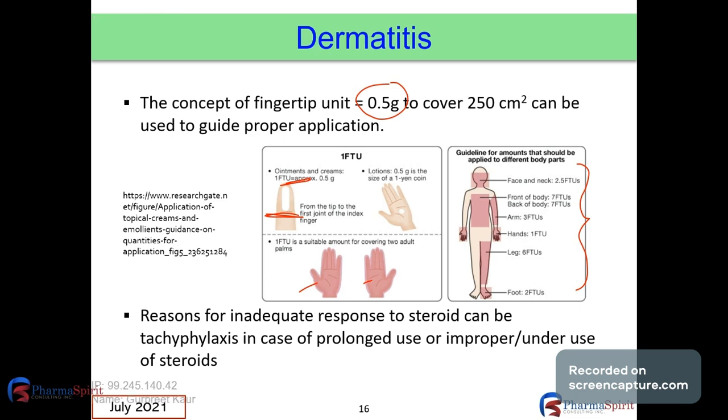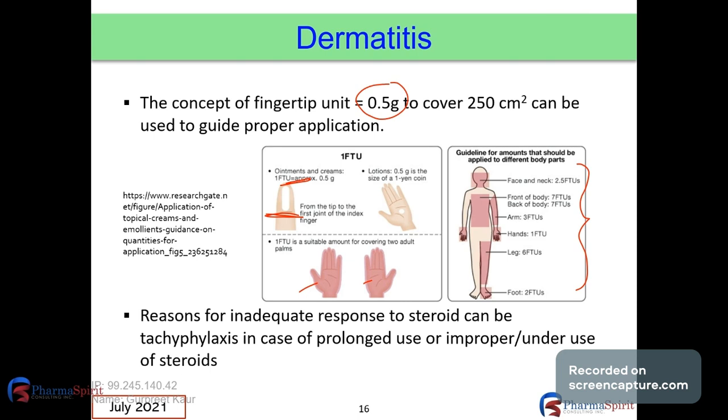Another point we want to discuss here is why some patients don't respond to topical steroids. Reasons for inadequate response to topical steroids can be something like tachyphylaxis. This happens in the case of prolonged use of the steroid. So if the patient uses the steroid for a long time, what happens is tachyphylaxis and the effect of the steroid decreases. Sometimes it can also be improper use or underuse of the steroid. For example, low potency steroids should be used 2 or 3 times daily. On the previous slide, you may have noticed that we used hydrocortisone 3 times daily.